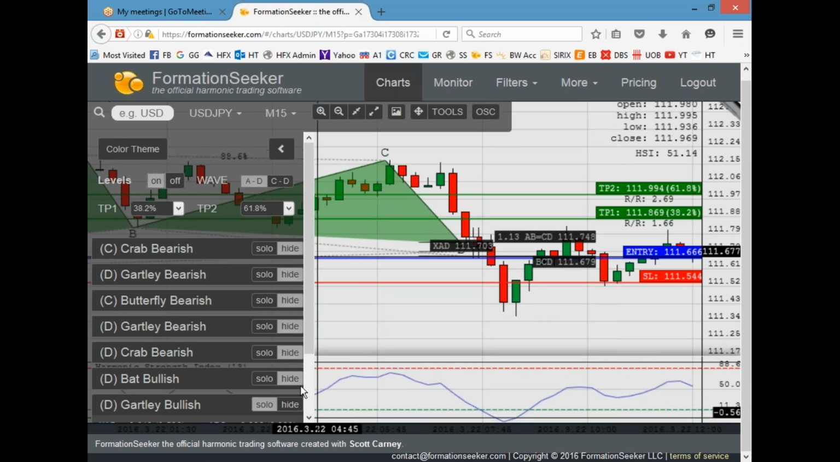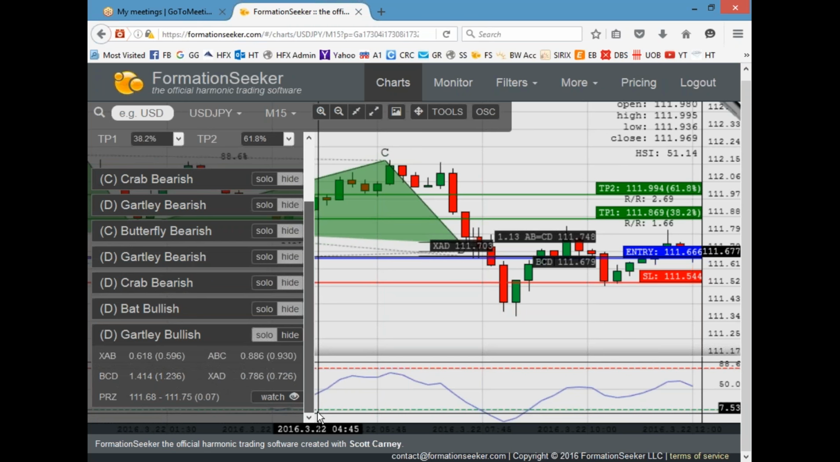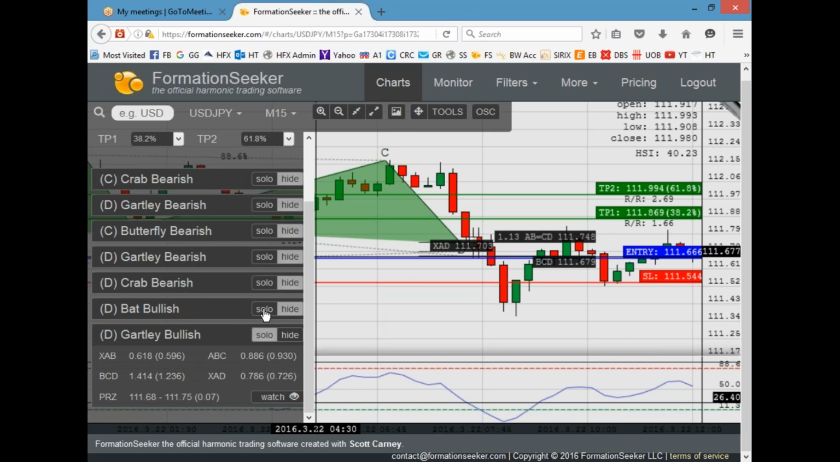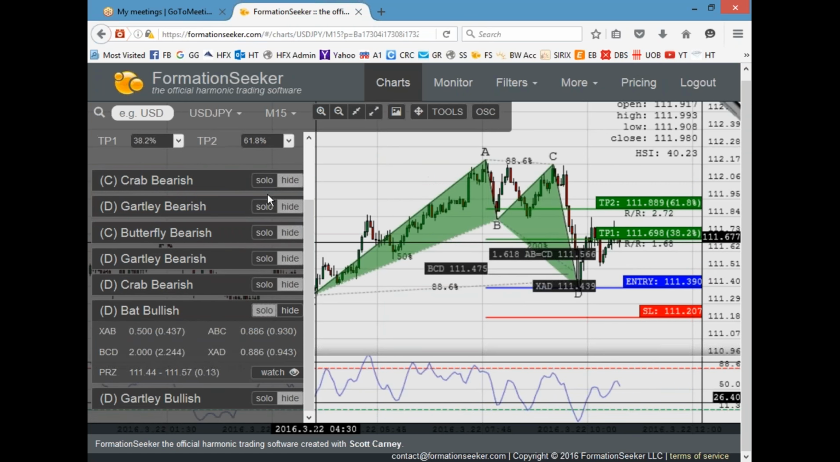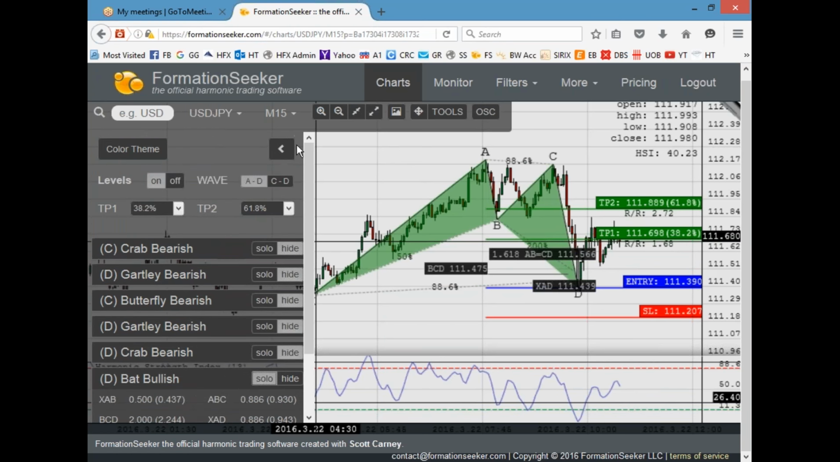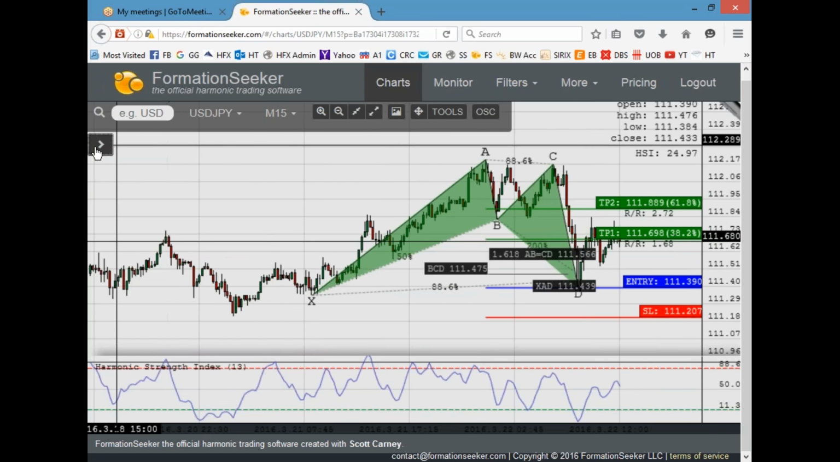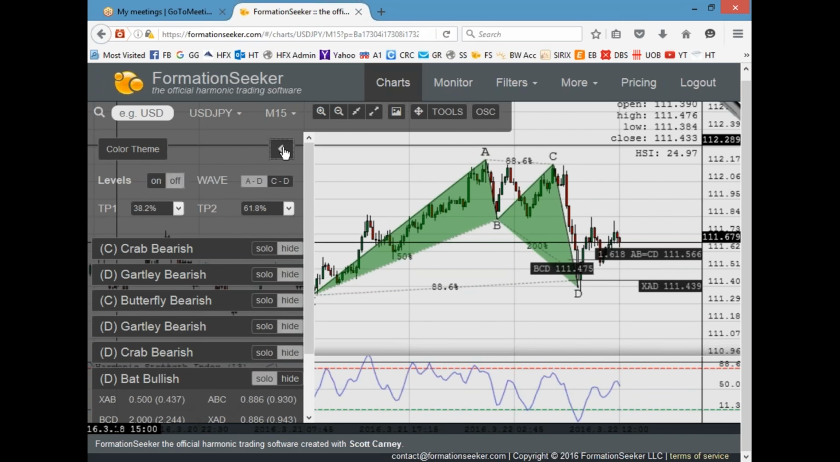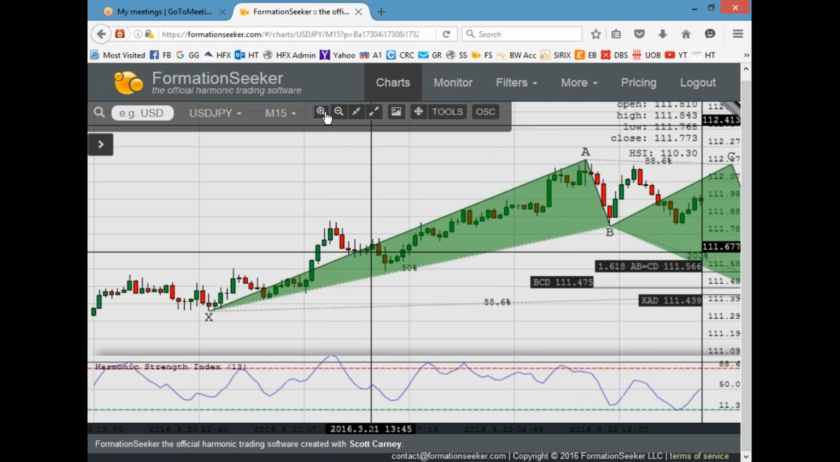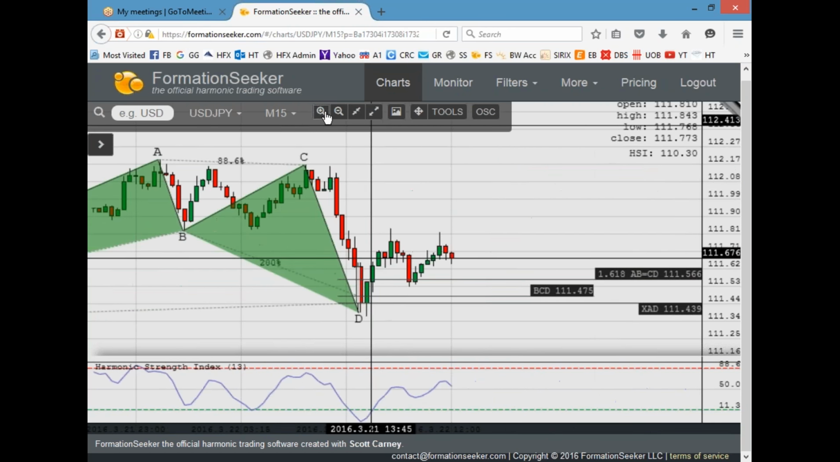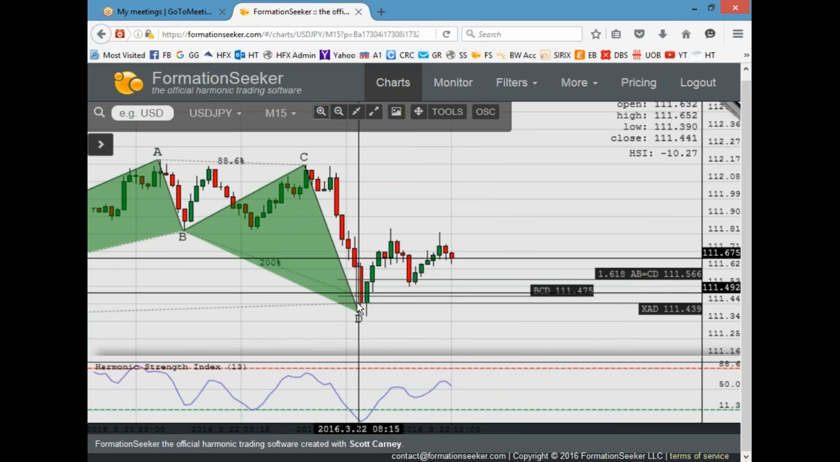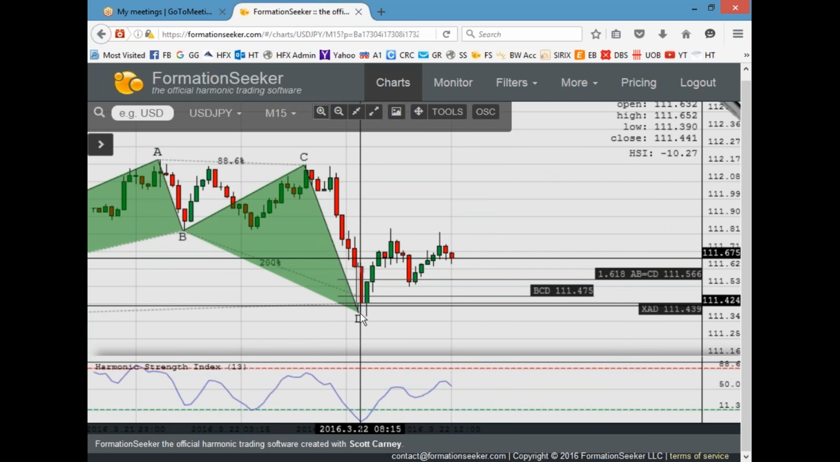Okay? So let me move on to the next bat pattern, which seems to have happened just now. Okay, let's take a look. I'll turn off the levels one more time and let's do a quick analysis of what's happening here. Okay, do you see this white bar? This is going to be your, what is this called? Terminal bar.